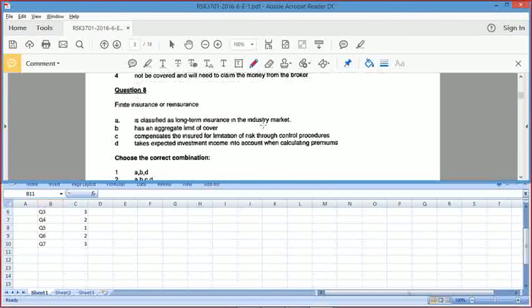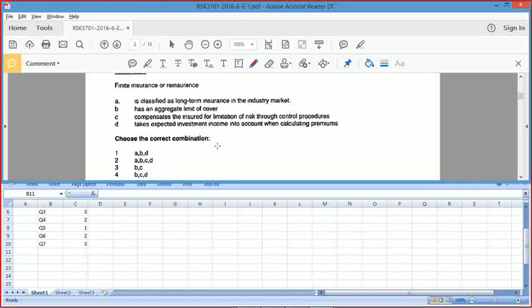Finite insurance or reinsurance? This also looks like a repeat question, but let's check. Yes, it is. I remember this one from yesterday. Is it classified as a long-term insurance, has an aggregate limit of cover, compensation insured for limitation of risk through control procedures, takes expected investment income into consideration when calculating premiums?